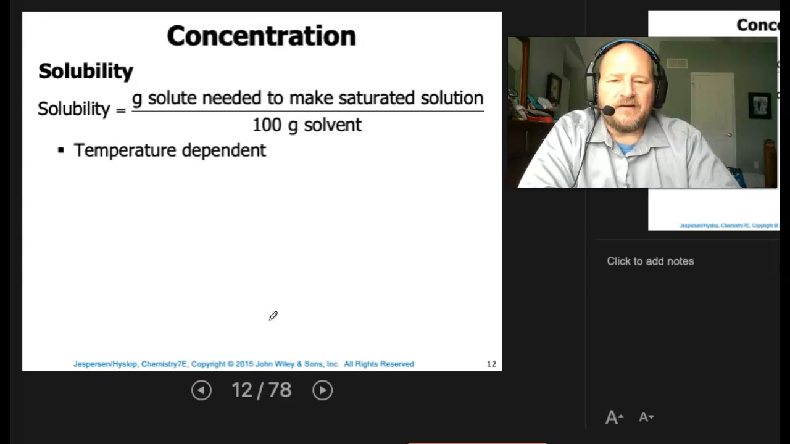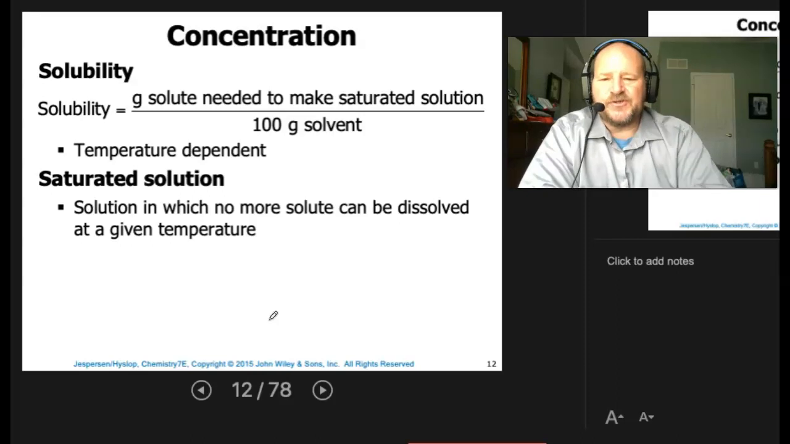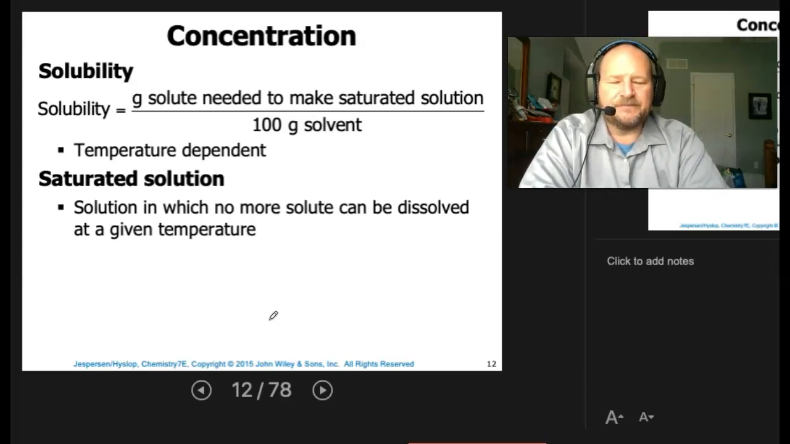So if you've ever wondered how grandma makes that super sweet tea, it's because she's adding that sugar when that solution is still warm. We can form what's called a saturated solution. This is a solution in which no more solute can be dissolved at that given temperature. So we're going to maximize how much sugar we can put in the iced tea, right? So we want to do that when the iced tea is warm.